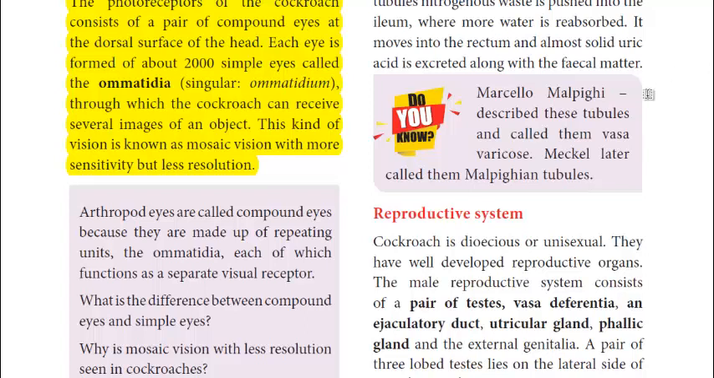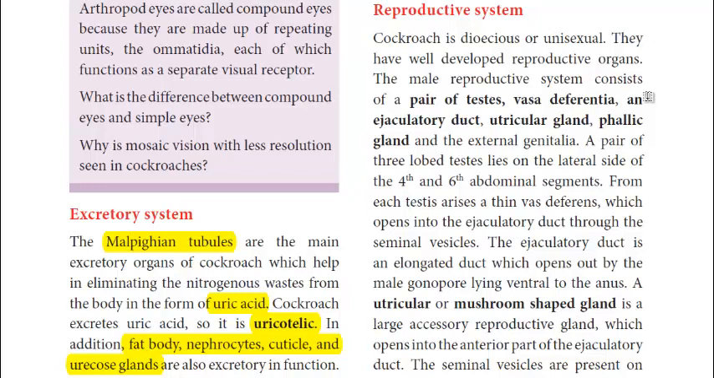Now let us move on to the reproductive system. Reproductive system of cockroach. Cockroach is dioecious or unisexual. What do you mean by dioecious? It means the two sexes are separate. They have well-developed reproductive organs. The male reproductive system consists of a pair of testes, vas deferens, ejaculatory duct, utricular gland, phallic gland and external genitalia. So these are the organs associated with the reproductive system of cockroach.